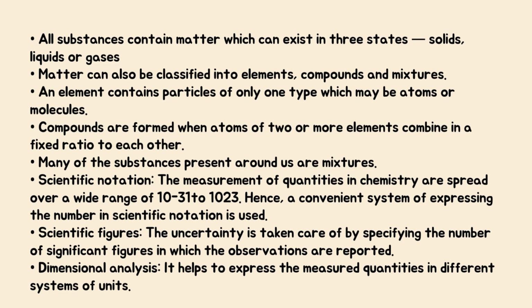Scientific notation. The measurement of quantities in chemistry are spread over a wide range of 10 to the power of negative 31 to 10 to the power of 23. Hence, a convenient system of expressing the number in scientific notation is used. Significant figures. The uncertainty is taken care of by specifying the number of significant figures in which the observations are reported. Dimensional analysis. It helps to express the measured quantities in different systems of units.